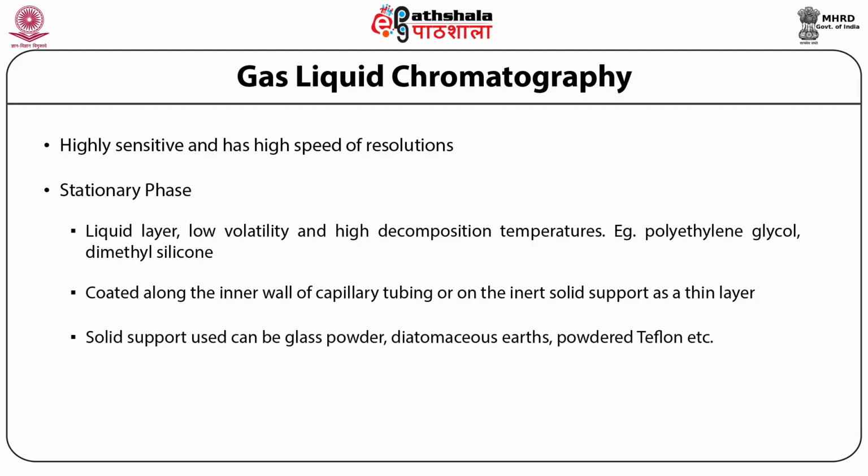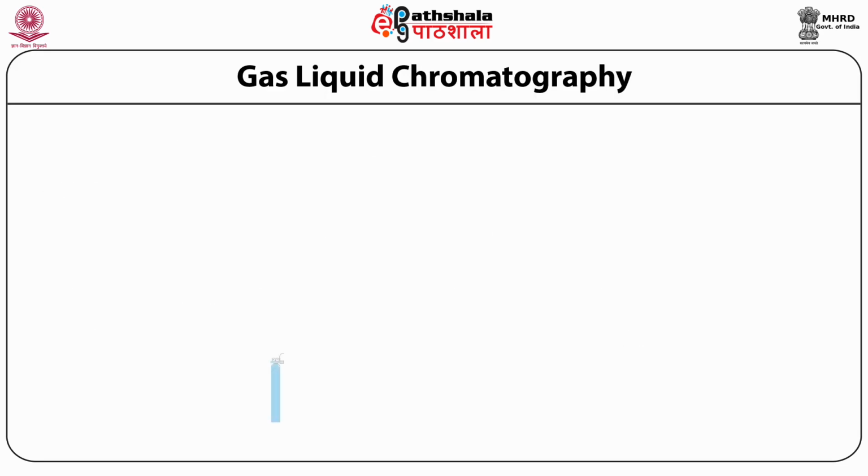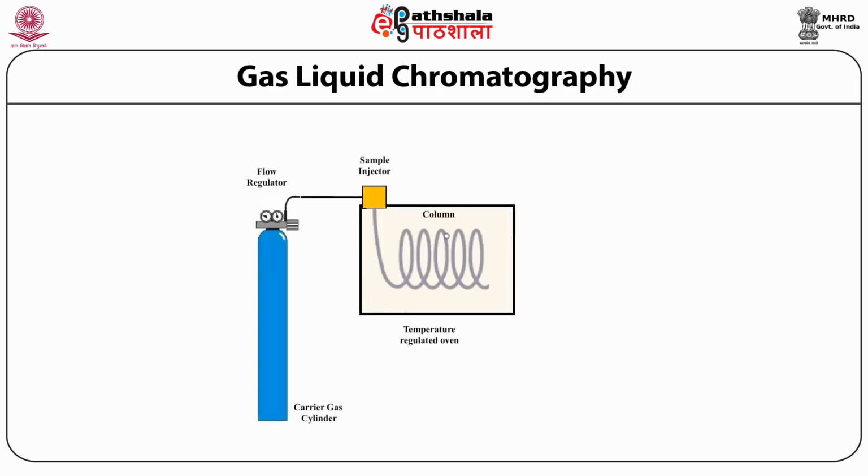The solid support used in gas liquid chromatography includes materials like glass powder, diatomaceous earth, powdered Teflon, crushed firebricks, carbon black, etc. Now let's talk about the instrumentation of the technique, that is gas liquid chromatography, to know the components of the machine, that is the gas chromatograph.